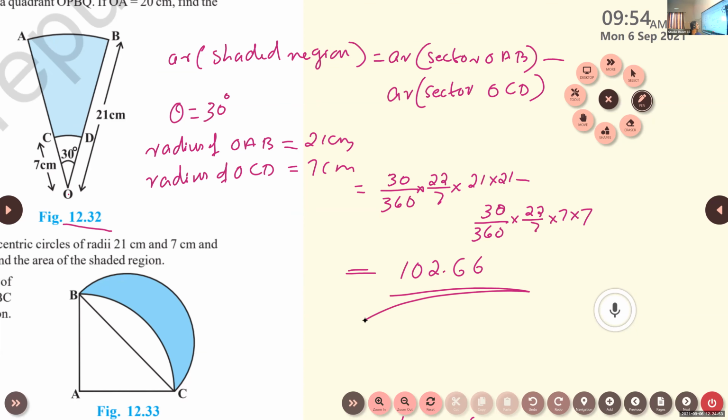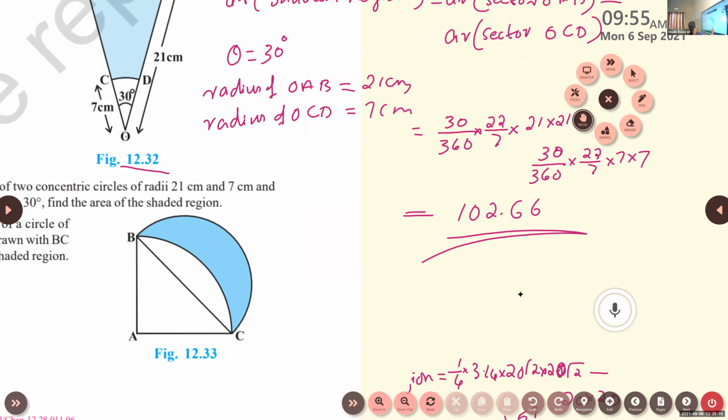Isn't it, Delvin? Ma'am, 30 by 360. You need to multiply 30 by 360. No, only 20, no, by 32. Simplify the maximum first. Then only multiply. Okay. So you can simplify. Maximum 7 is there. You can simplify. Then, okay. That you can complete. Right.